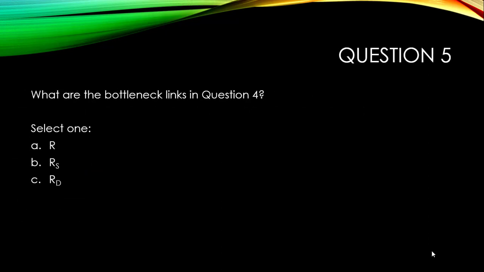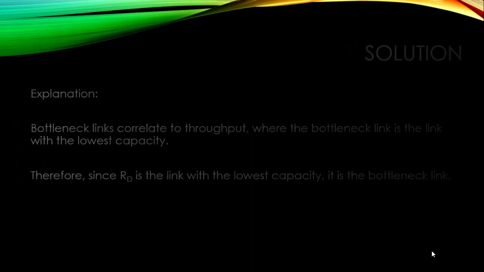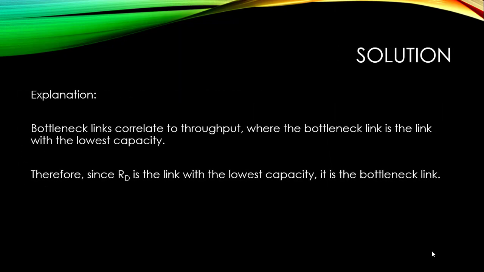Question 5 is a follow-up question connected to question 4, and it asks, what are the bottleneck links in question 4? And we're given some choices: R, our common link, RS, the link of our source, and RD, the link capacity link for destination. Really a conceptual question. Bottleneck links correlate to the throughput, where the bottleneck link is the link with the lowest capacity. We already know that throughput is the amount of capacity for that limiting capacity. In other words, the throughput will be the amount of capacity of the bottleneck link each and every time.